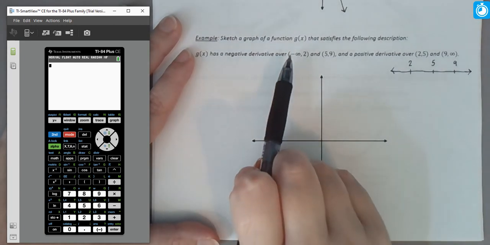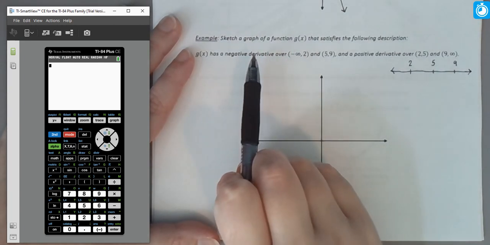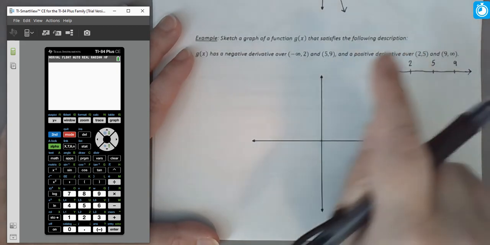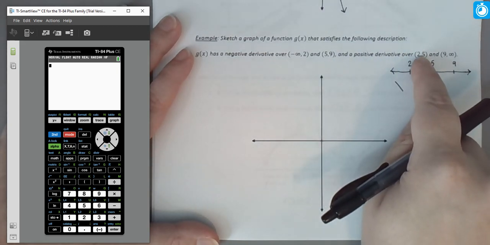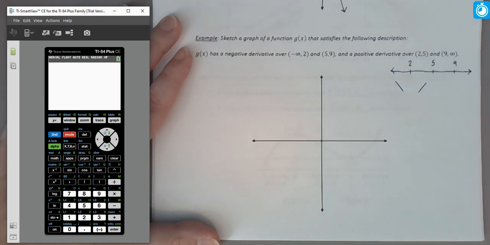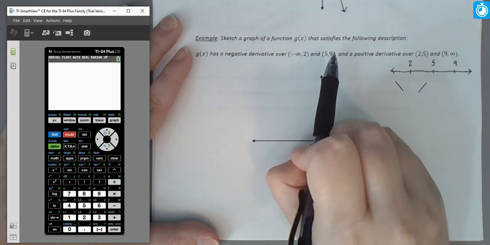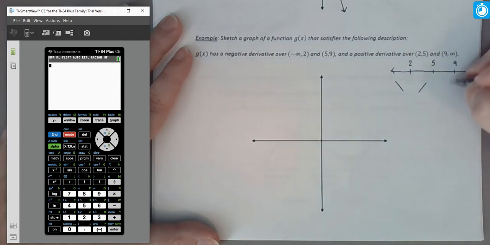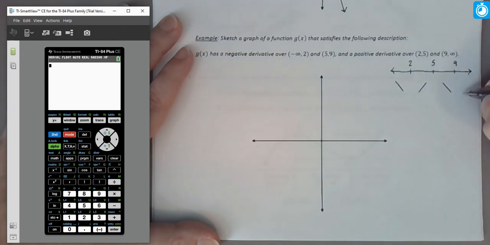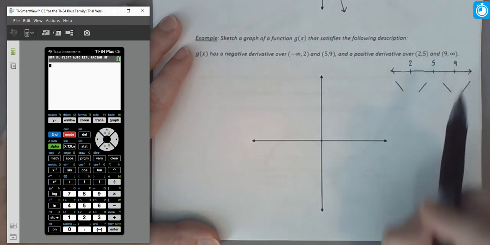So we've been told that from negative infinity to 2, we have a negative derivative, which means we're decreasing. Our graph is sloped downward. Then from 2 to 5, we are increasing. We have a positive derivative, so the graph is increasing. From 5 to 9, we have a negative derivative again, so we're decreasing again. And then from 9 to infinity, we have a positive derivative, and we are increasing again. So these are the locations of our critical values.